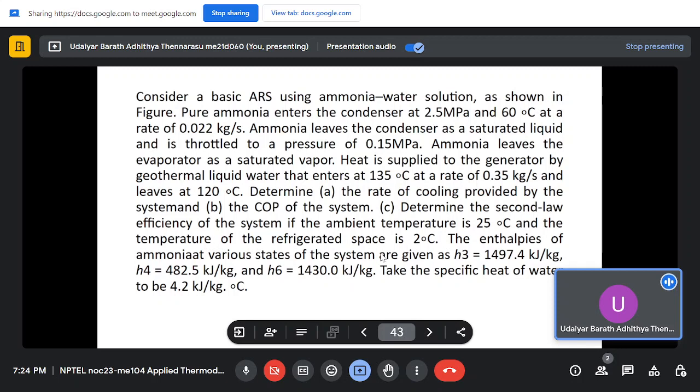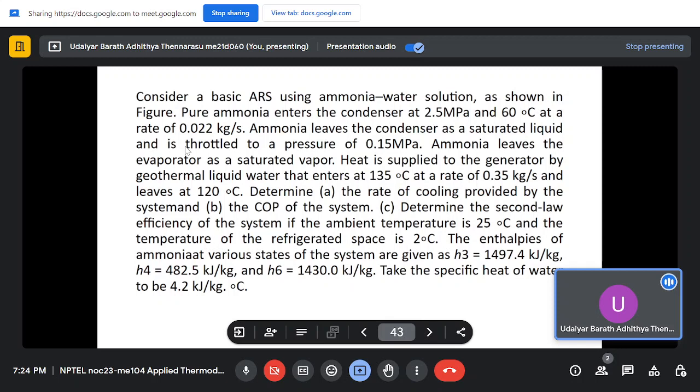So now we'll see some problem on absorption refrigeration system. Consider a basic ARS using ammonia-water solution as shown in the figure. Pure ammonia enters the condenser at 2.5 megapascal and 60 degrees Celsius at a rate of 0.022 kg per second. Ammonia leaves the condenser as a saturated liquid and is throttled to a pressure of 0.15 megapascal. Ammonia leaves the evaporator as a saturated vapor.